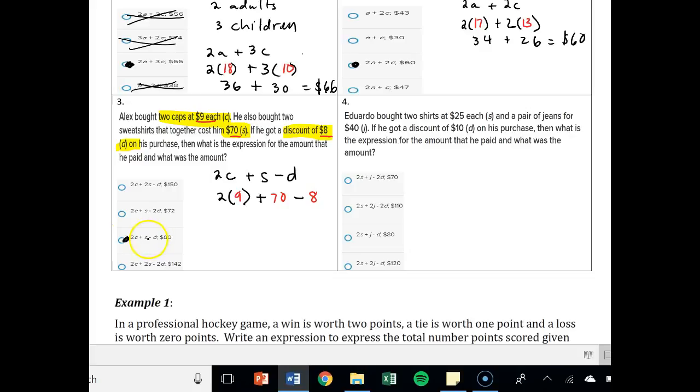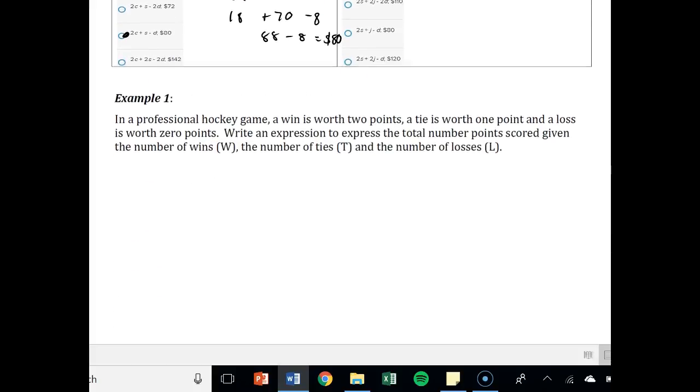2 caps, 1 sweatshirt, or 1 total cost for the sweatshirts minus the discount, and that's 18 plus 70 minus 8, or 88 minus 8, which equals us paying $80. Number 4, you will do an Edpuzzle. Rewatch number 3 if you need help.